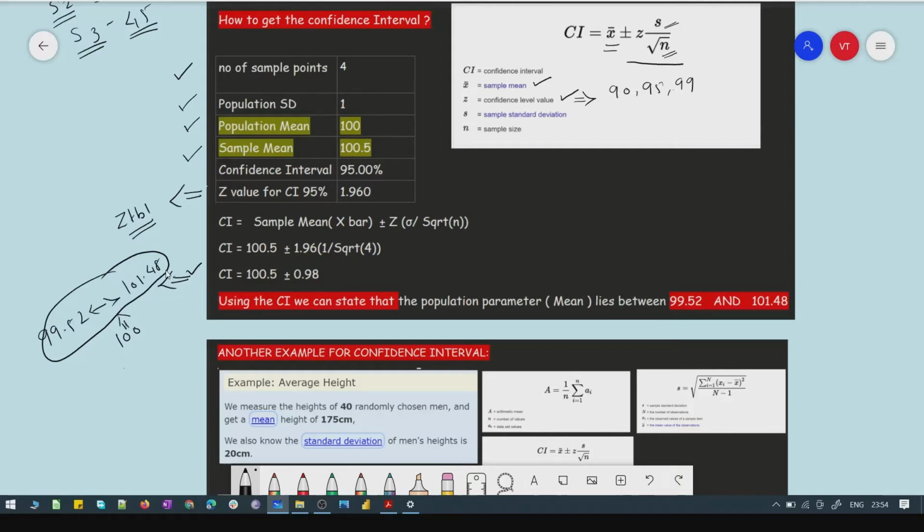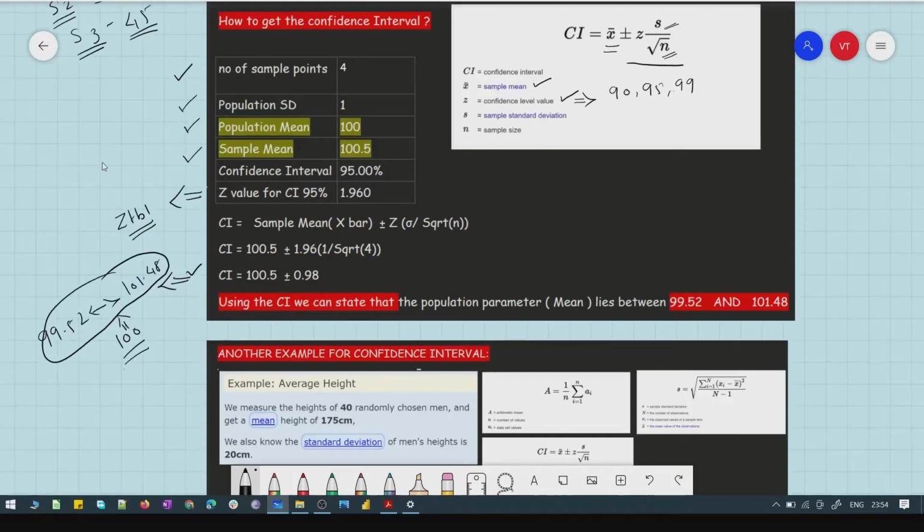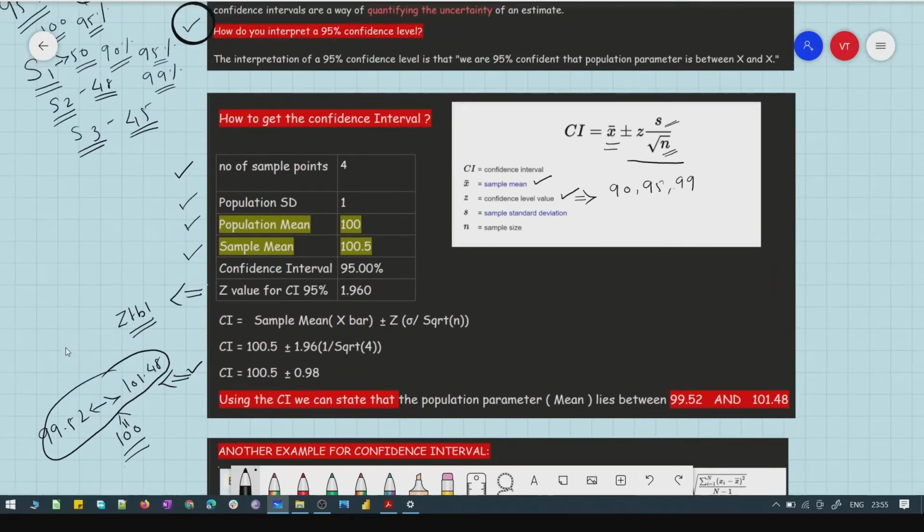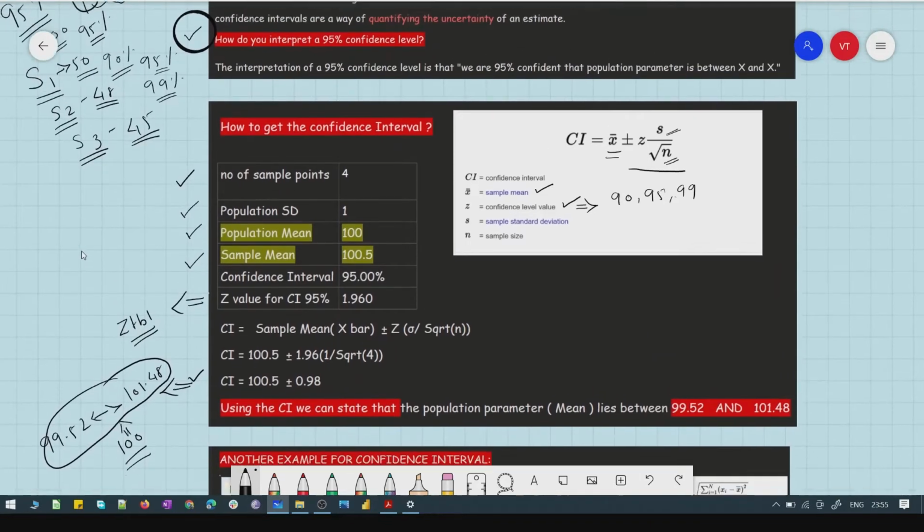If you look at this particular range, the population mean, which is 100, definitely lies in this range, right? So that's what we discussed. Confidence interval is all about a range of values within which the population parameter will lie. So it does satisfy the definition. That's what the confidence interval is all about.